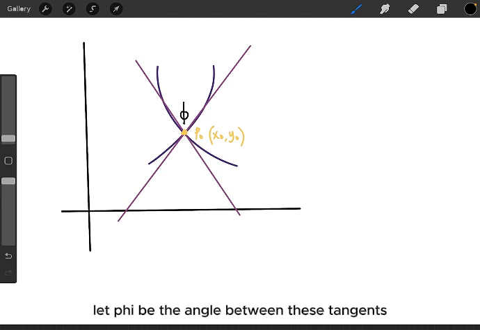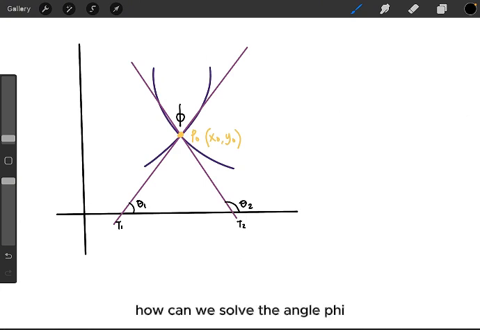Let phi be the angle between these tangents, which is also the angle between the curves. Here, we can see that the angle phi is an acute angle, which is measuring less than 90 degrees. We let theta 1 and theta 2 be the inclination of the tangents t sub 1 and t sub 2. Now, how can we solve the angle phi by using these inclinations? We can solve for phi by subtracting theta 1 from theta 2. So, the equation will look like this.